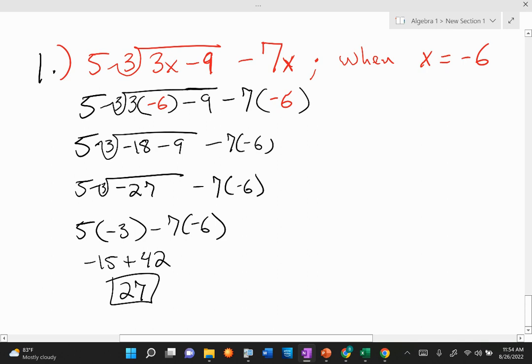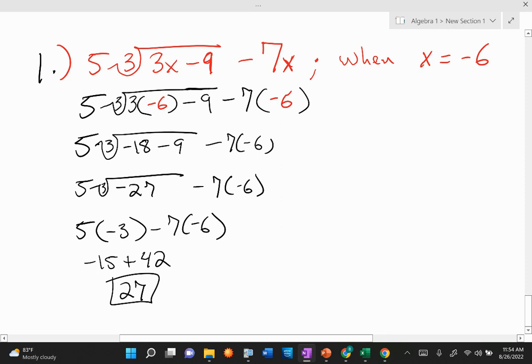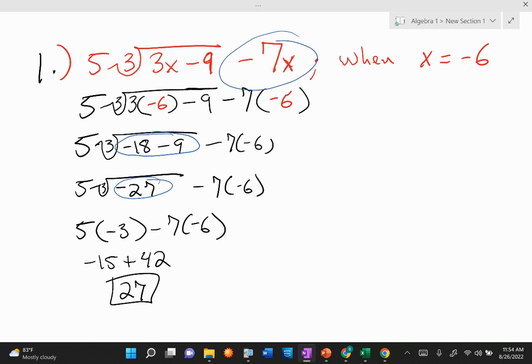Okay, so a couple of things. There's a couple of key places where I see common mistakes. I'm going to circle them in blue. Right here, doing that incorrectly will give you the wrong number right there. And then this part right here when plugging in the -6.